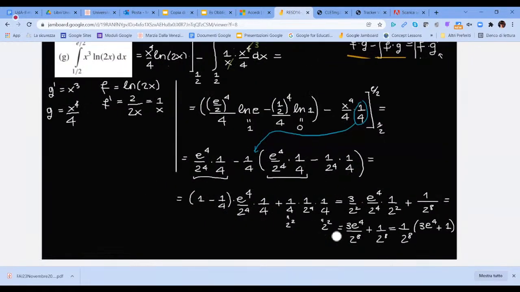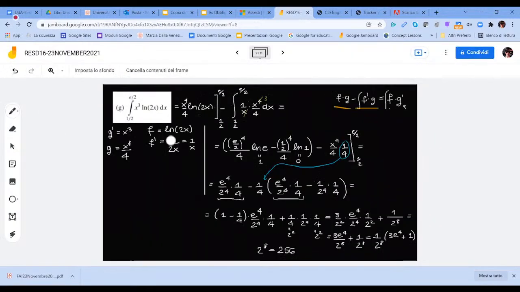You can compute 2 to the 8th: 2 to the 5th is 32, then 2 to the 6th is 64, 2 to the 7th is 128, and then we have 256. That should be 256. Okay, but it's not important, because what was important is the computation of the integral. Okay, let's do another one.